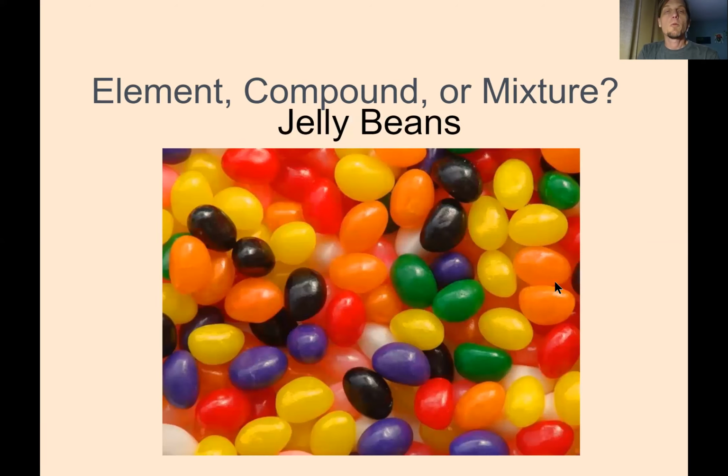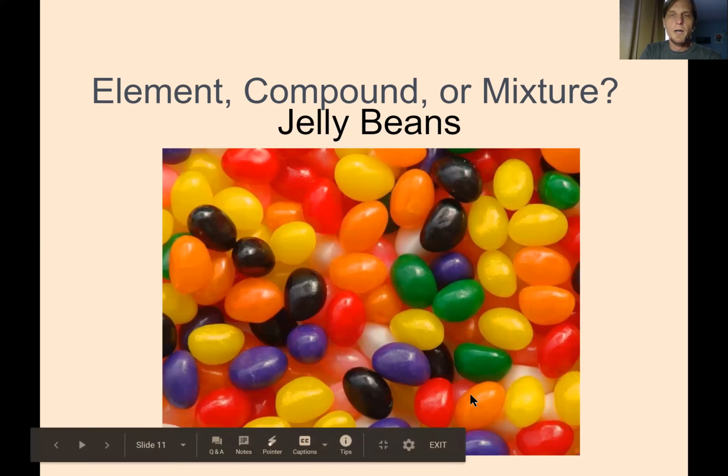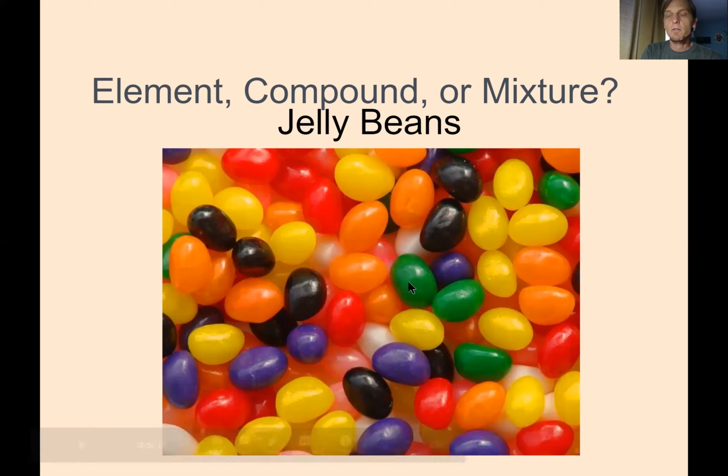If you did not know that, you do now. All right, element, compound, or mixture? Jelly beans. Pause to think about it. All right, so look at these. You have a cluster of red, purple strewn across the bottom, orange. Can you separate out any of these colors? Yes, you can. Therefore, it is a mixture, or it represents a mixture.